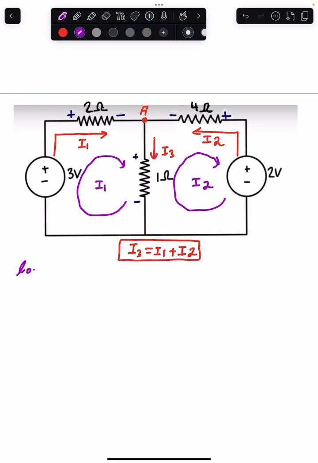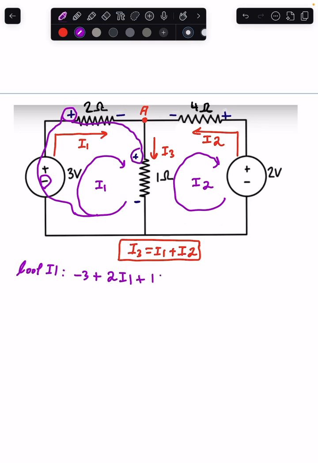Solving for loop I1, we will go in the clockwise direction, taking the first sign of the component. So -3, continuing in the loop, the first sign of the second component, plus 2I1, then the third component, plus 1I3, going back to the battery, closing the loop, so equals 0.